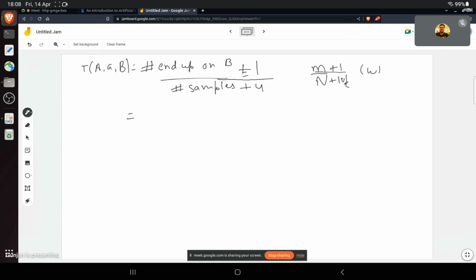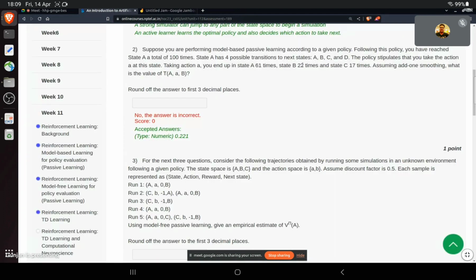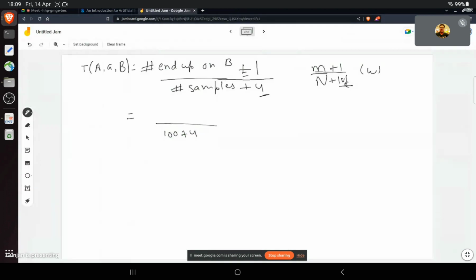So in this case, the total number of states where you can end up is 4. That's why we are doing number of samples plus 4. So this will be 100 plus 4, and the number of times we end up on B is 22, so it will be 22 plus 1. So this is 23 by 104, and you will get something like 0.221, and that was your answer.